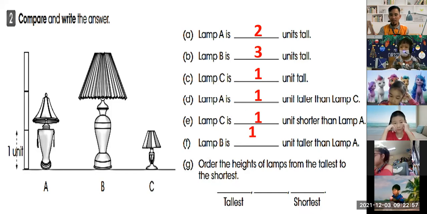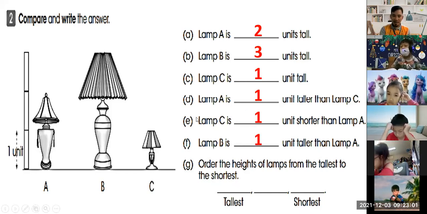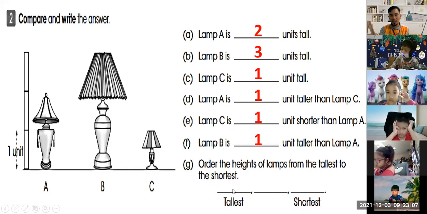The same. So lamp B is also 1 unit taller than lamp A. Okay. Now we will order the heights of the lamps from the tallest to the shortest.